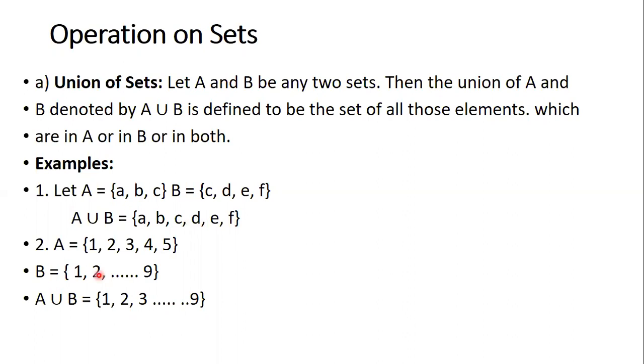Now, sometimes you have problems where A is 1, 2, 3, 4, 5 and B is 1, 2, 3, 4, 5, 6, 7, 8, 9. So until 9 you have numbers. The A union B set will be the B set because there are more numbers in B. When you have very similar elements and more numbers in B, it means A is a subset of B. In that case, A union B will be the set B itself. So that is one more rule that we saw.